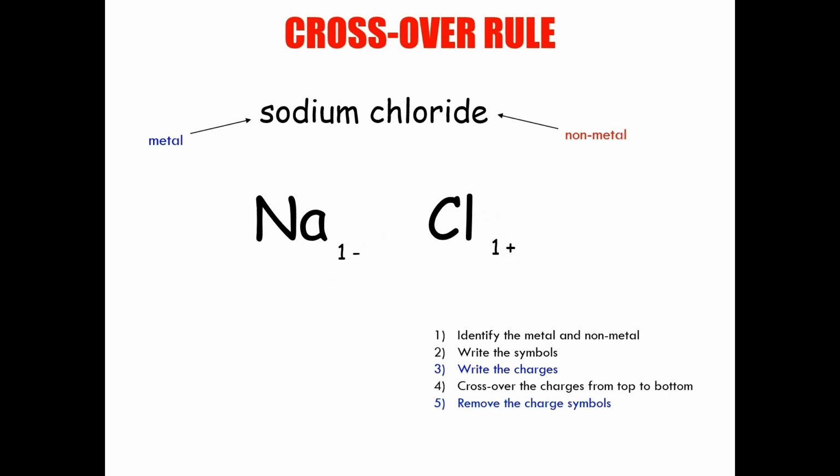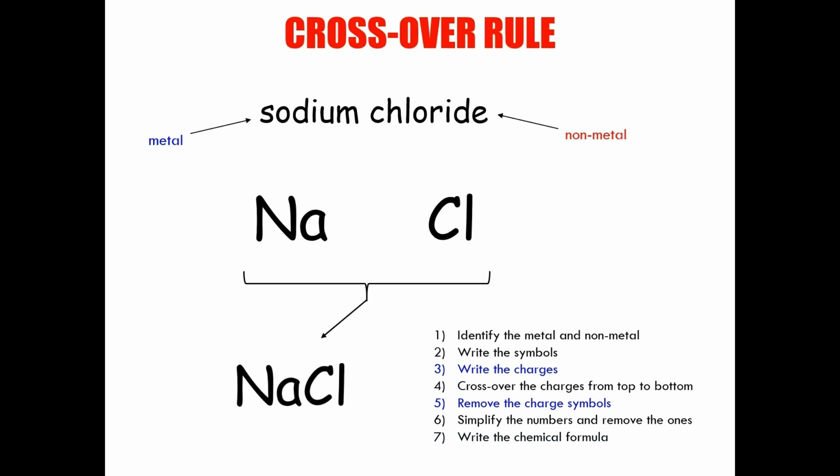Step 5, remove the charges. And so you remove the positive and negative sign. Step 6, simplify the numbers and remove the ones. And so we have 2 ones here that we can easily remove. Step 7, write the chemical formula. And so all you do now is put the 2 symbols together.